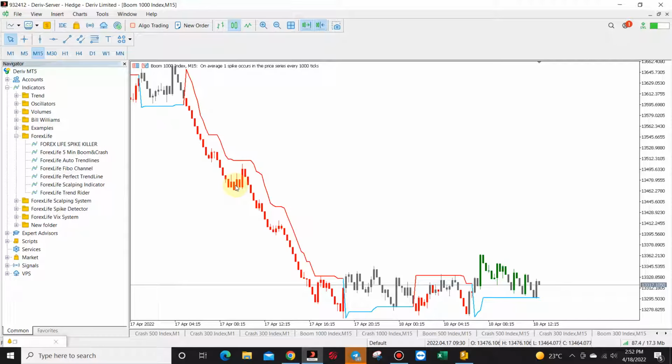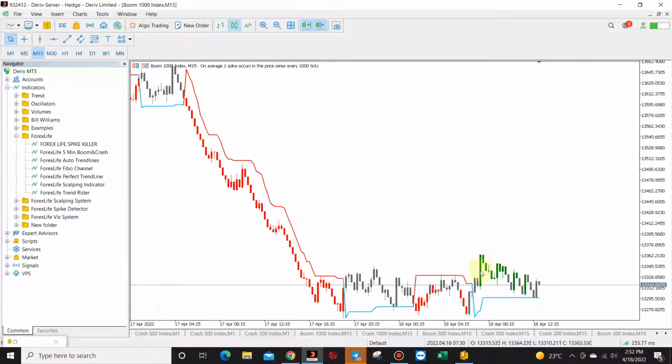So how do we use this indicator? What does this indicator show us? It's quite simple, it's easy to use. Like I said, it is used on higher time frames. So at the moment we're on Boom 1000, and over here we can see that our Trend Rider is showing us blue, which means an uptrend. So blue is up, red is down. Okay, just to simplify things, blue is up, red is down.